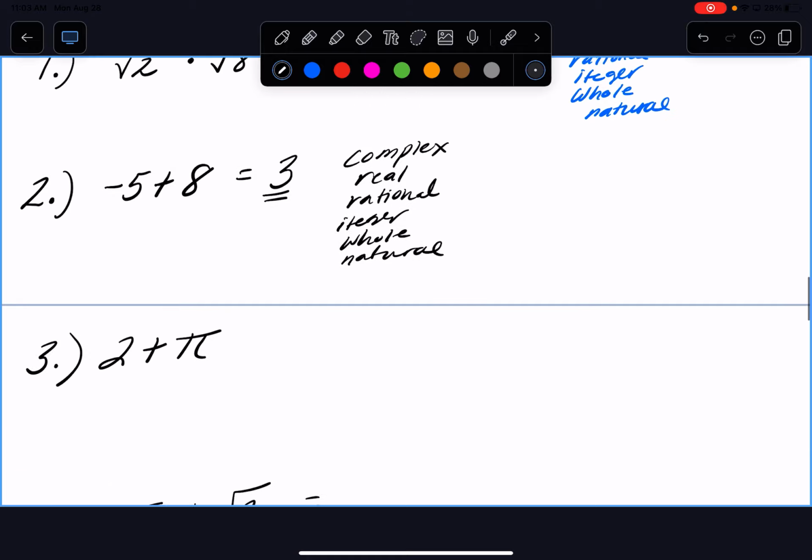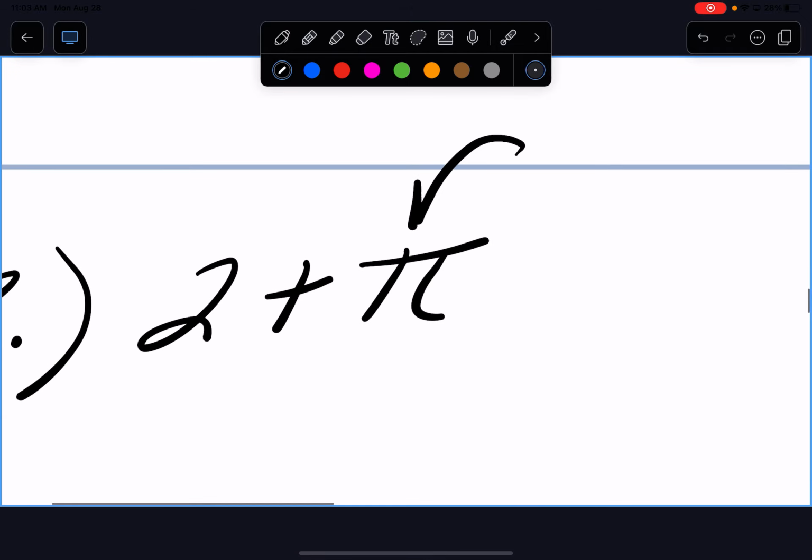All right, what about 2 plus pi? Now, pi is a decimal. If you were to type pi into your calculator just to see the value, it appears like it stops, but pi is an irrational number.